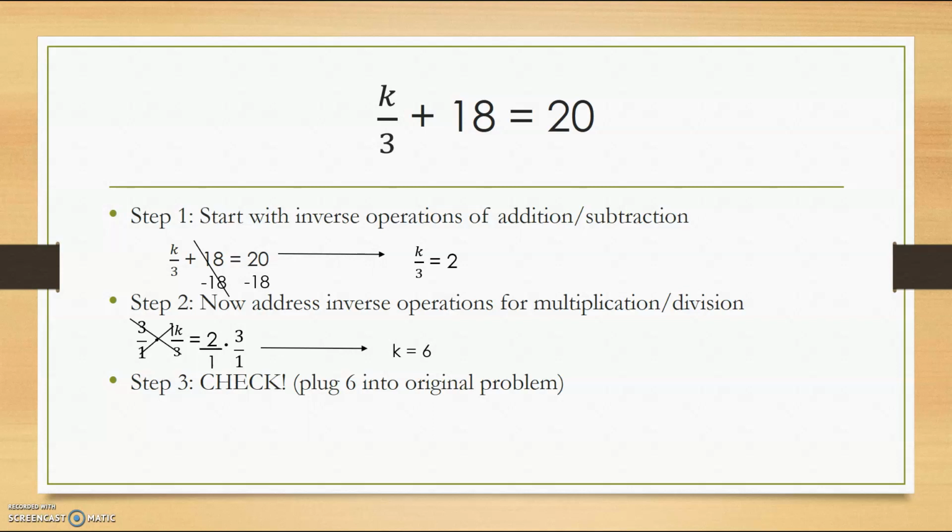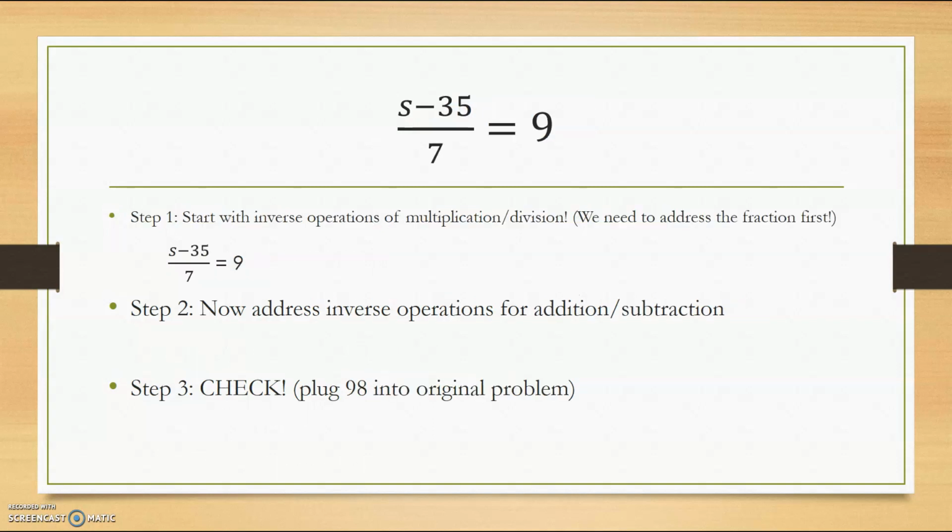Now I'm going to take 6 and substitute it back into our equation. I get 6 divided by 3 plus 18 is equal to 20. Is this true? 2 plus 18 is equal to 20. Yes, it's true. All right, question 3. This one is a little bit of a doozy as well.